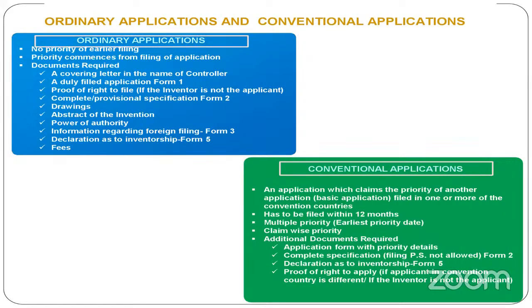Priority comes from your earlier filing of applications. You need the covering letter, Form 1, proof of right, complete or provisional specification, abstract, information regarding foreign filing, declaration of inventorship, and fees. Fees are very nominal for the academic sector, 1,600 rupees. A convention application is one which claims the priority of another, basic application filed in one or more convention countries, and we have to file within 12 months from the base application. We can take multiple priorities also. Additional documents are required: the application form with priority details, the complete specification, because a provisional specification is not allowed in convention applications, and the declaration as to inventorship.